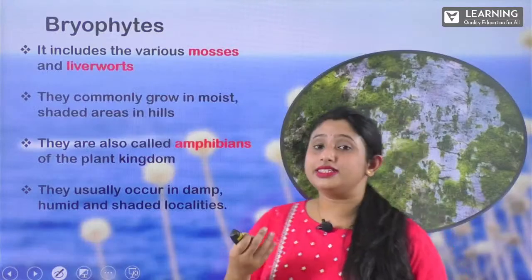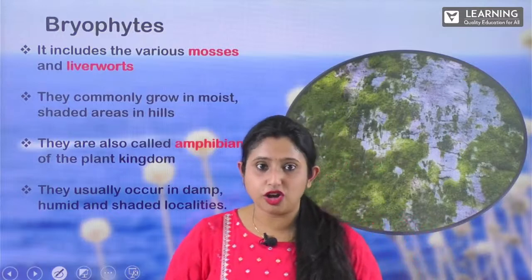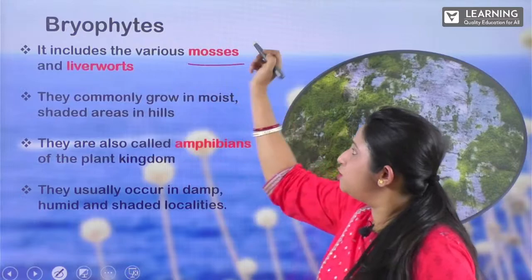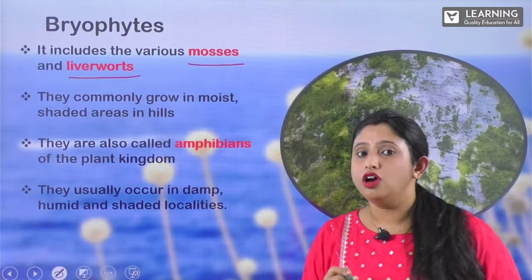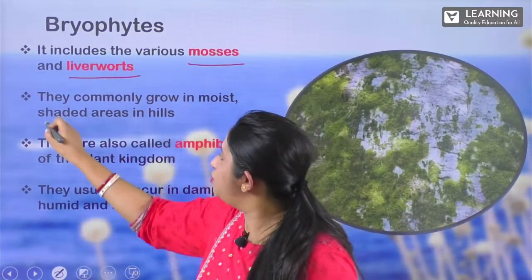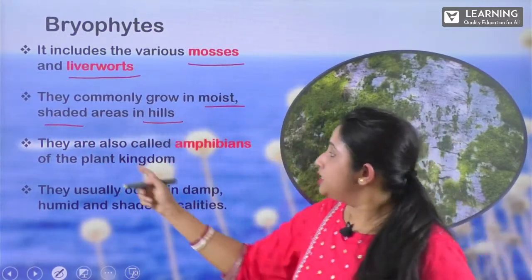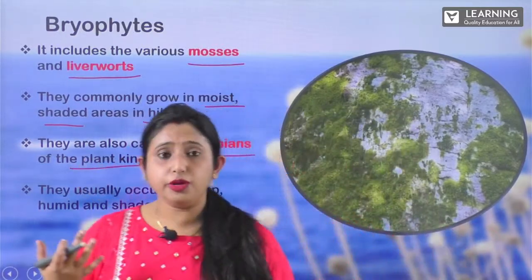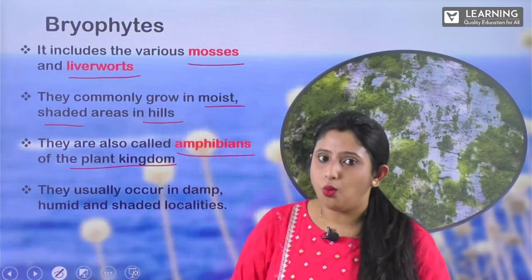Next, let us see what Bryophytes are. Bryophytes are another division of the plant kingdom, isn't it? It includes the mosses and the liverworts, so it is divided into mosses and liverworts. They are found in moist shades and in hilly areas. They are also called amphibians of the plant kingdom. Now, do you know what amphibians are? Amphibians means those who live both on land and in water, right?